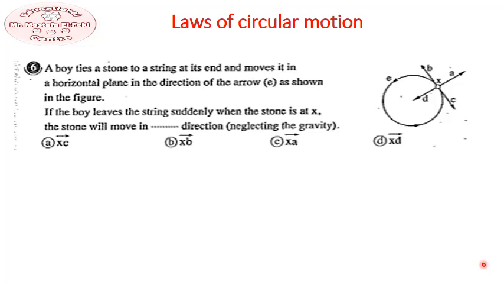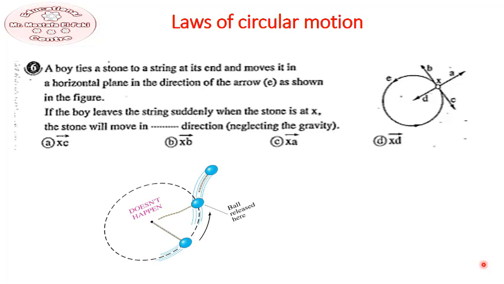A boy ties a stone to the end of a string and moves it in a horizontal plane in the direction of the arrow E as shown in the figure. When the boy leaves the string suddenly, when the stone is at the point X, the stone will move in which direction? Let's see.